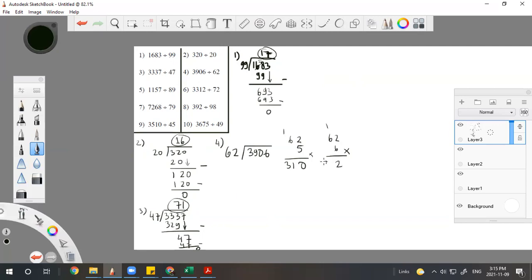12, 36, 37. Okay, can we increase again? 62 times 7. Is it more or less? 14, 43. Oh, too much. So we pick 6.